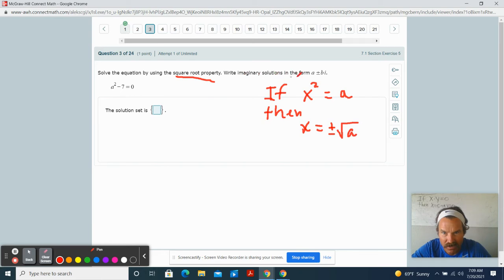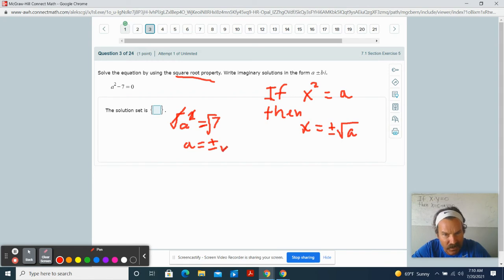It says here, write imaginary solutions in the form a plus or minus bi. You should know how to do that from last week. But before we apply the square root property, we need to isolate the squared term. So in this case, it says a squared minus 7. I'm going to just add 7 to both sides, just like you're isolating any other variable. And then you apply the square root property. Once you have the square isolated, you take the square root of both sides. The square goes away, the square root goes away, and then you have to remember to put the plus or minus sign. Always remember to put the plus or minus sign.